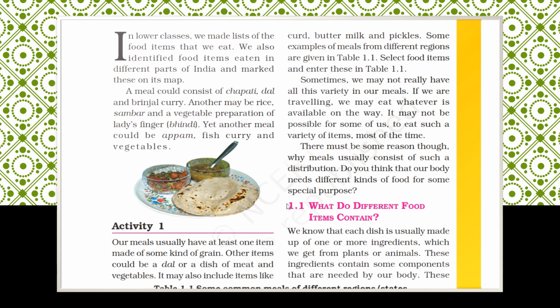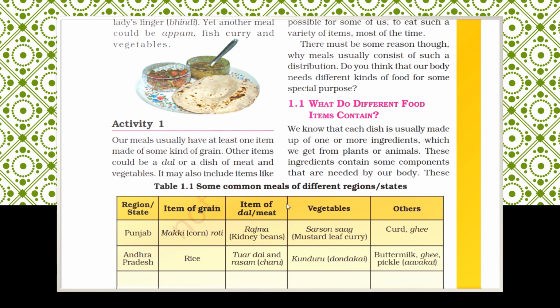Now, sometimes we may not really have all this variety in our meals. Not every day, right? If we are traveling, we may eat whatever is available on the way. It may not be possible for us to eat such a variety of items most of the time. Still, there must be some reason why meals usually consist of such a distribution. Do you think that our body needs different kinds of food for some special purpose? Yes. So what do different food items contain? What exactly are they having?